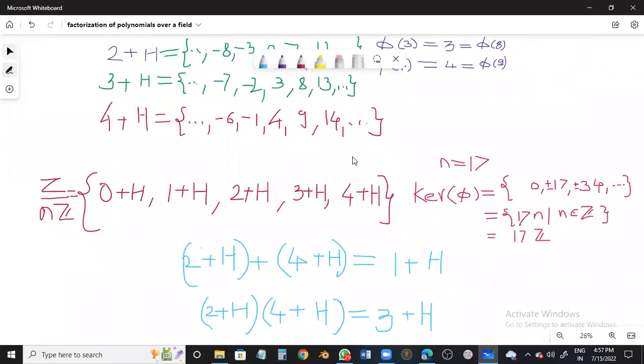So we collect all those cosets. First was 0 plus H. Second was 1 plus H. Next is 2 plus H, then 3 plus H, and last 4 plus H. All those cosets are collected under a set, and we are labeling it as Z upon nZ. Do you agree with what we have written? Z upon H. And what is my H? H is nothing but nZ. So we are directly writing it as Z upon nZ.